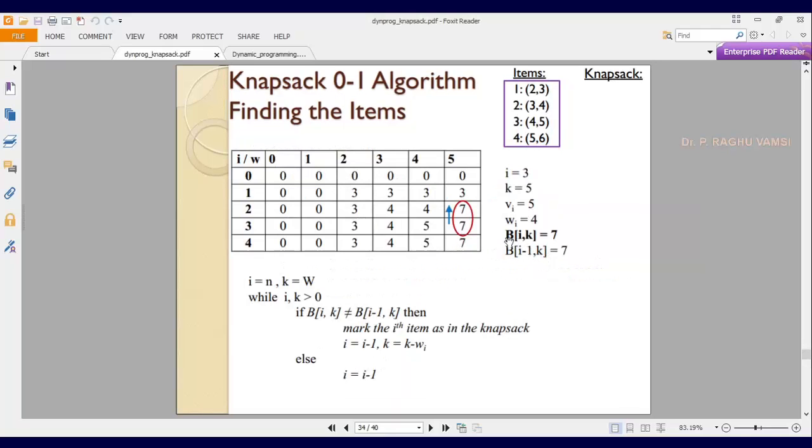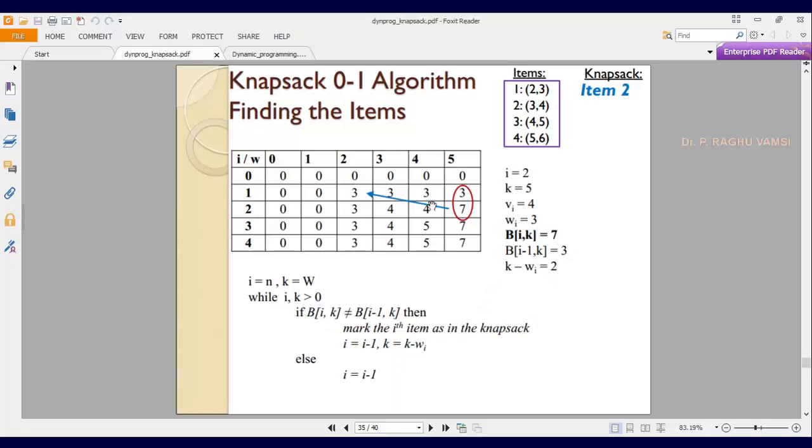So here also again B of i comma k is equal to 7 and B of i minus 1 comma k is equal to 7. So we cannot include these items into the knapsack. Now B of i minus 1 comma k is equal to 3, B of i comma k is equal to 7 and B of i minus 1 comma k is equal to 3. So it is not equal. When these are not equal, then mark the ith item as in the knapsack.